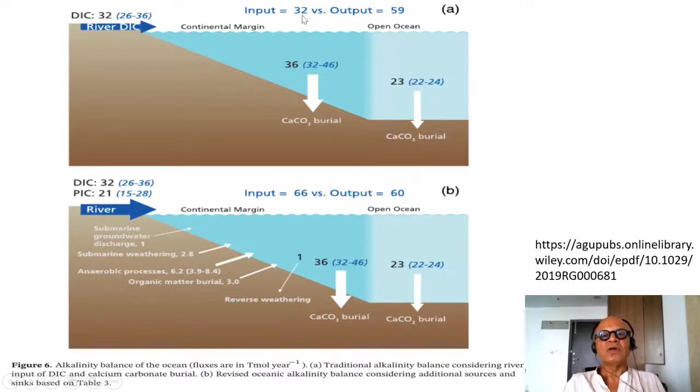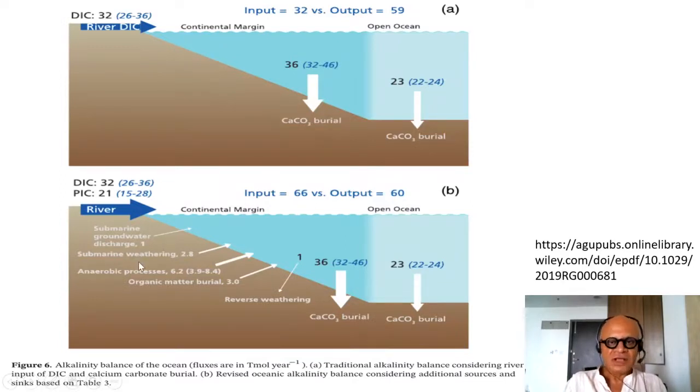So input is 32 versus output 59 based on the various estimates of carbonate burial and alkalinity balance. But the modification here is to add particulate inorganic carbon of 21 teramoles per year with a large uncertainty coming in through the rivers, and you add additional fluxes from submarine groundwater discharge that we just talked about, which is the main goal of this podcast.